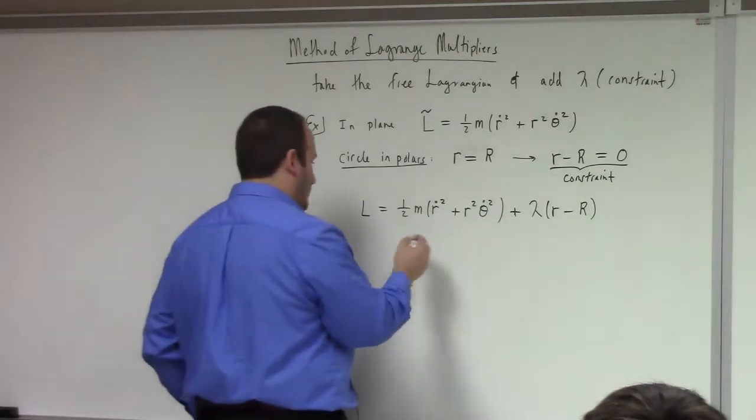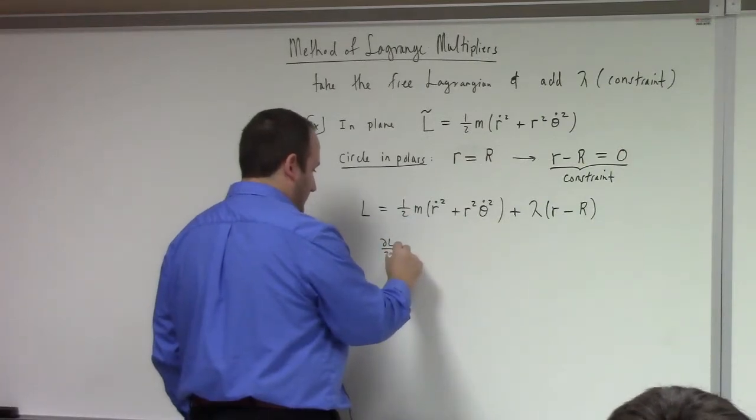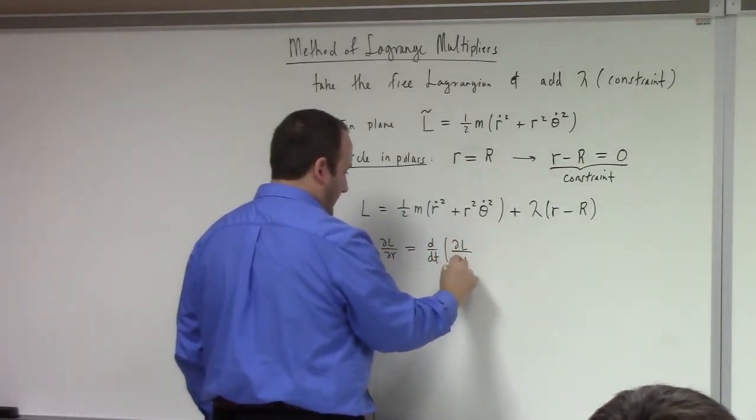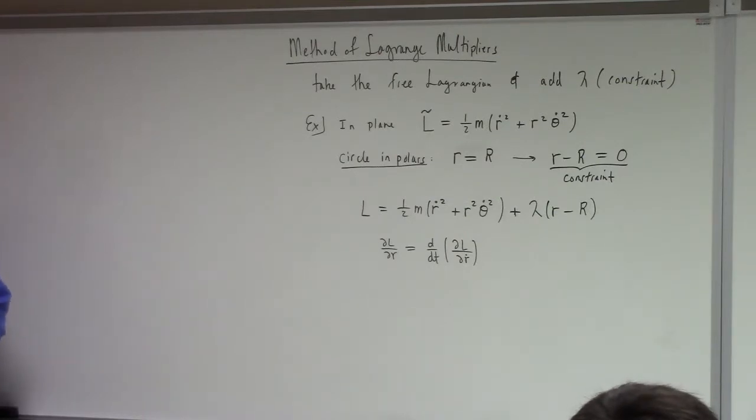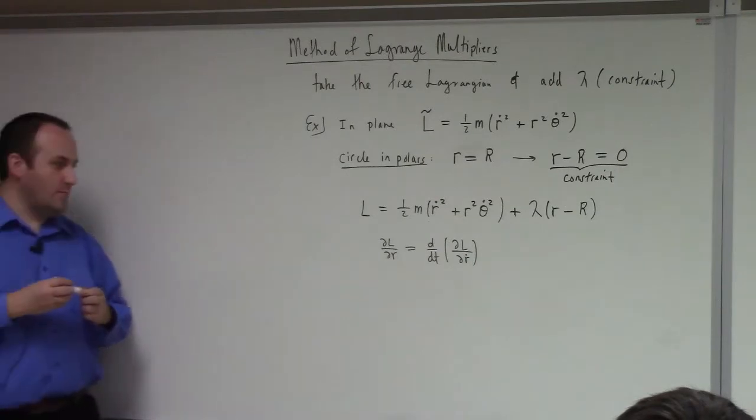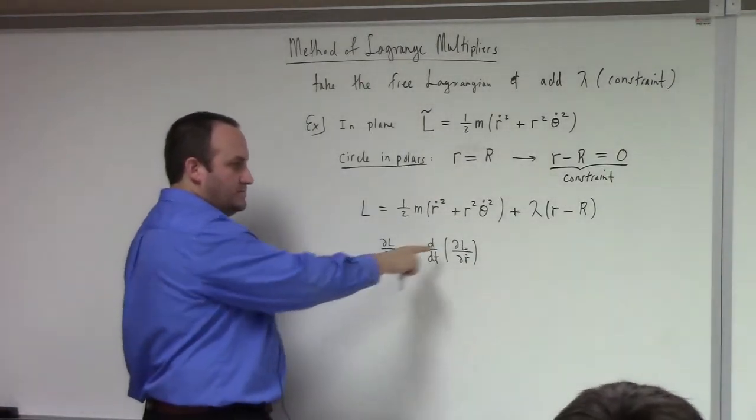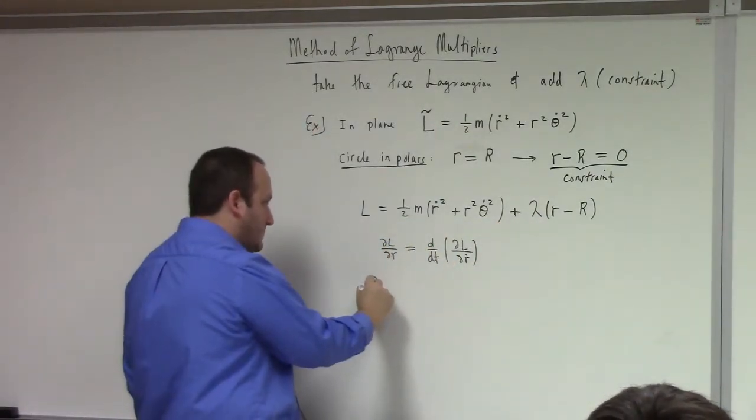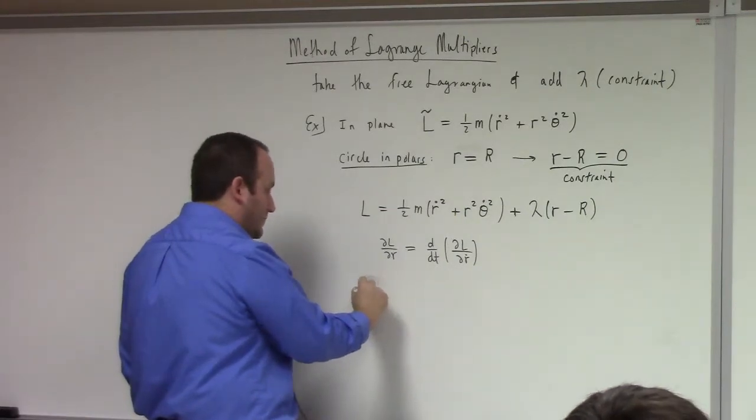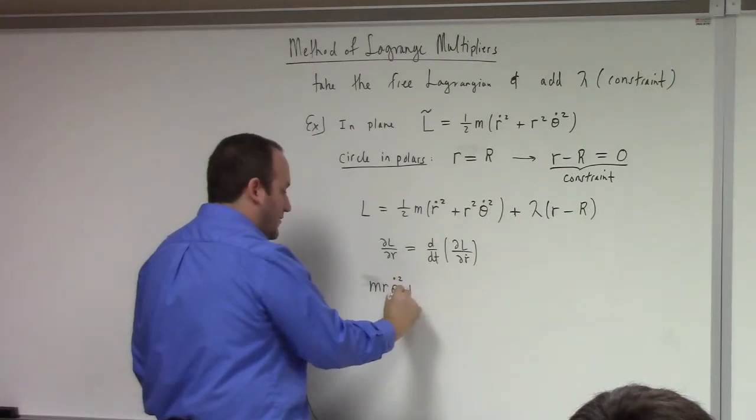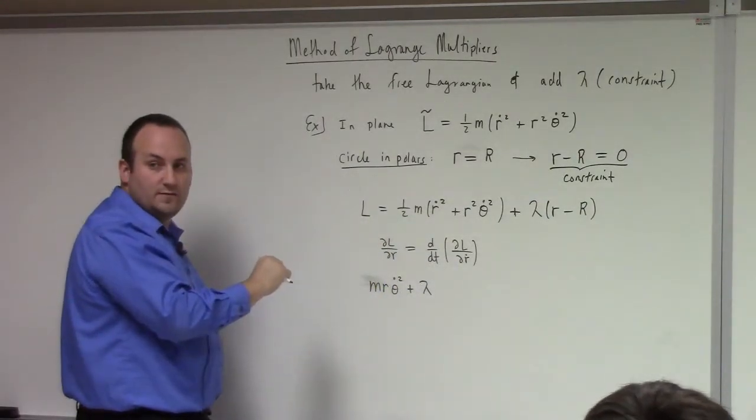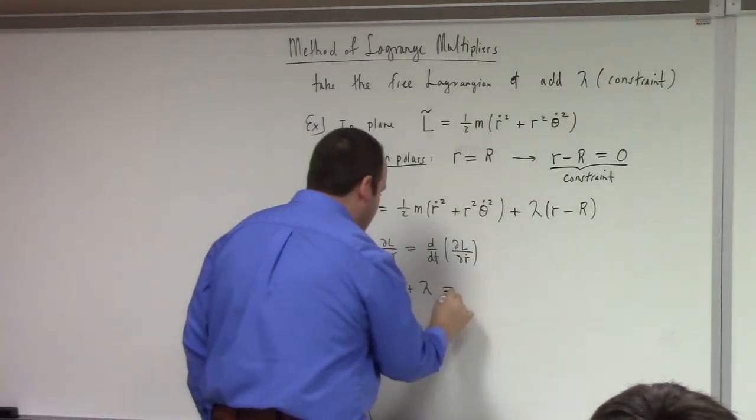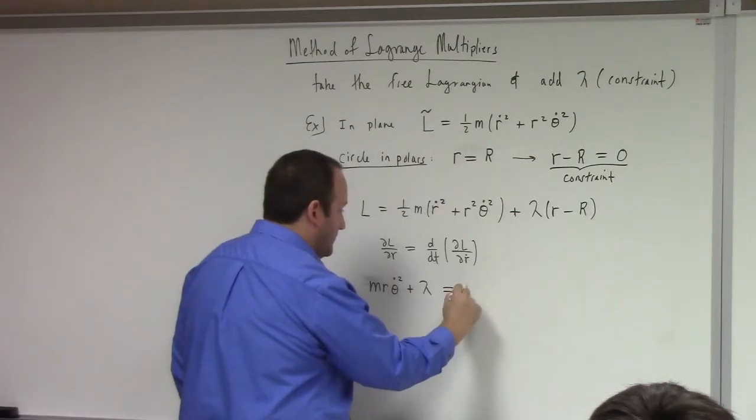And so you can look at partial L, partial r is equal to d dt of partial L, partial r dot. And what's that give us? So we get m r theta dot squared plus lambda, is that right? So this gives me the m r theta dot squared. You guys follow that? Equals to what? m r double dot.